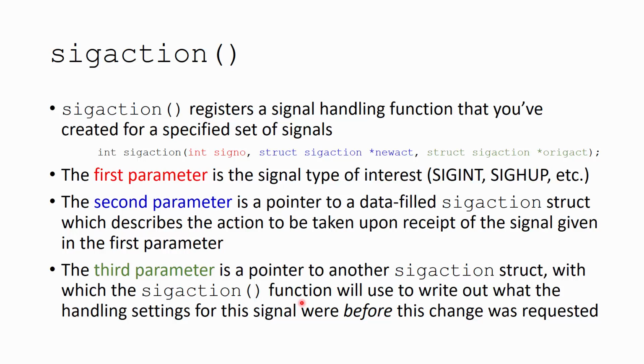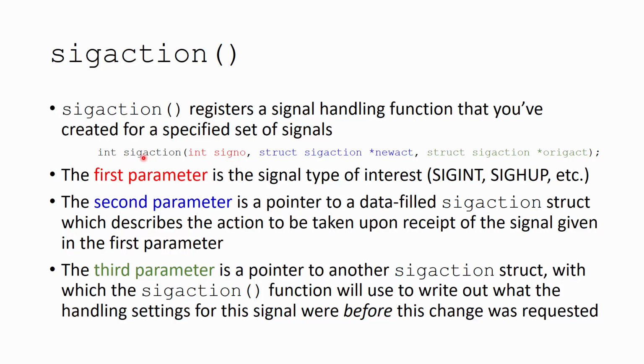So those are used in the sigaction function. The sigaction function is going to register a signal handling function that you've created for a specified set of signals. So here's the function signature for sigaction. The first one, signo, is going to be the signal type of interest that you are registering with this function. Remember, this function is what registers the signal to a particular signal handler. So the first one is that signal.